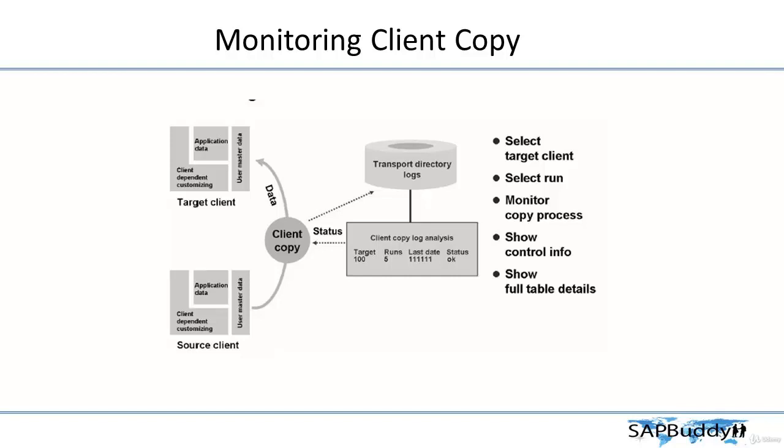Basically, all these log files are saved at the OS level in the transport directory with the name cc, then a running number dot SID, where this number is the serial client copy number, which also has the information about the client copy and client transport. If the copy is terminated unexpectedly, then you will be able to see the log. If it is an error, then you can go to the detailed log file and find out why the copy actually terminated.